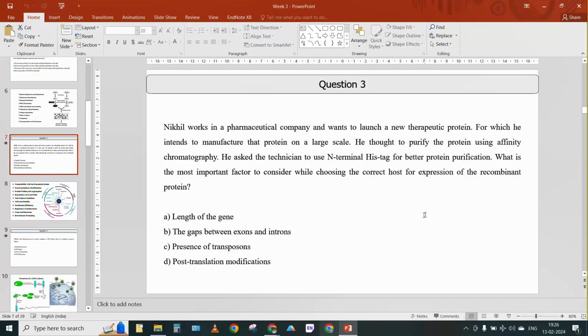So according to me, the most important factor he should have considered is the post-translational modifications instead of the exons and introns. Okay, sir. I'll explain. I'll give some strong proofs.